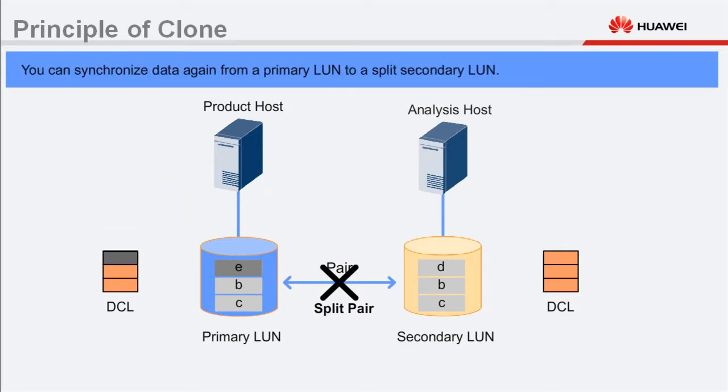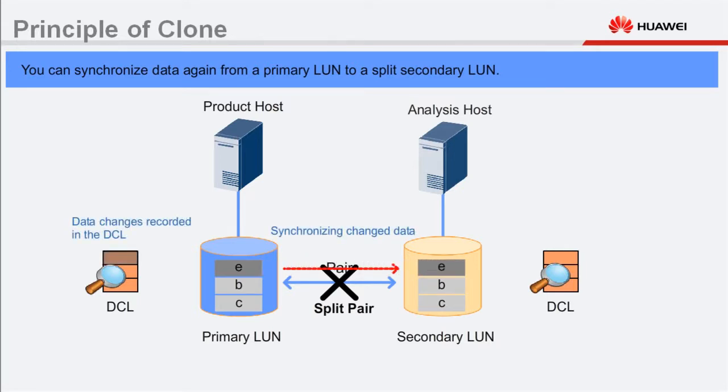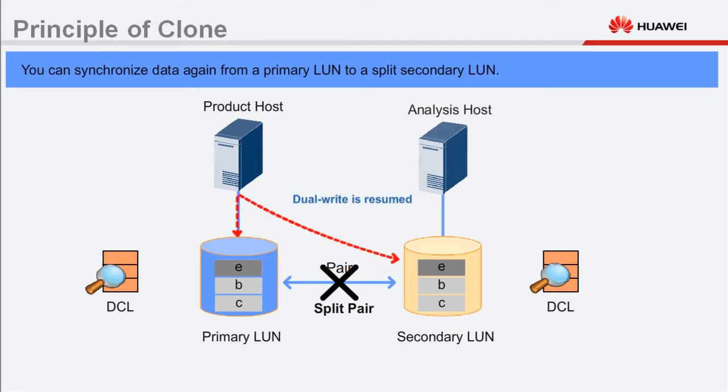You can synchronize data again from a primary LUN to a split secondary LUN. The storage system copies only changed data from the primary to the secondary LUN based on data changes recorded in the DCL, greatly improving synchronization efficiency. After synchronization, dual write is resumed between the primary and secondary LUNs.